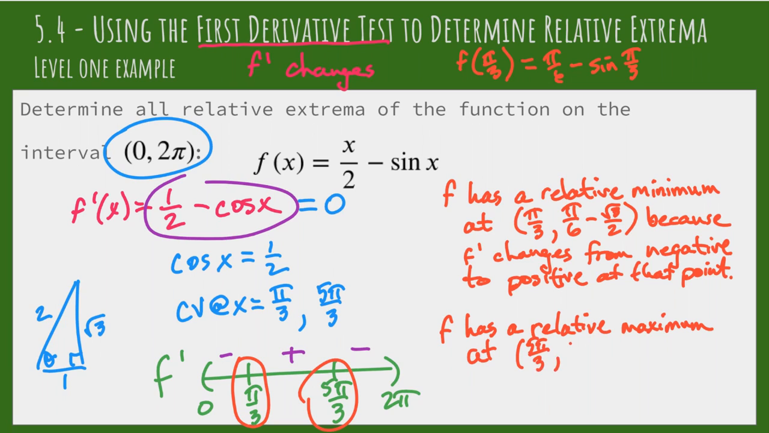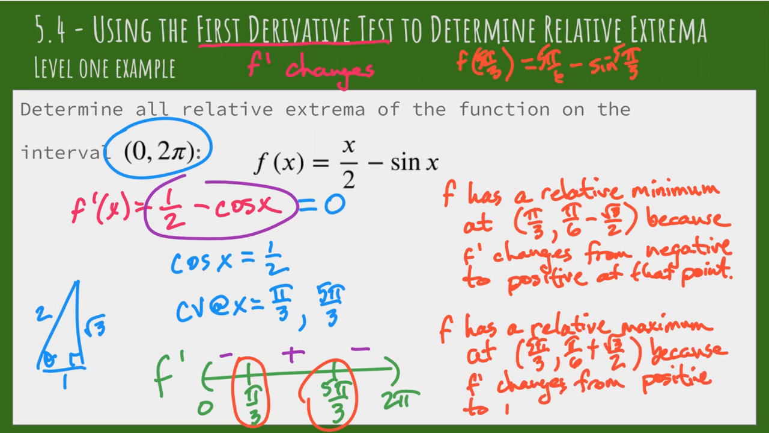pi over 6. The sine of, I'm just going to modify this up here. The sine of 5 pi over 3 in the fourth quadrant, sine is negative. So the only difference here is that we're going to add square root of 3 over 2 instead of subtracting it. And we want to justify because f prime changes from positive to negative. So we have two relative extrema.